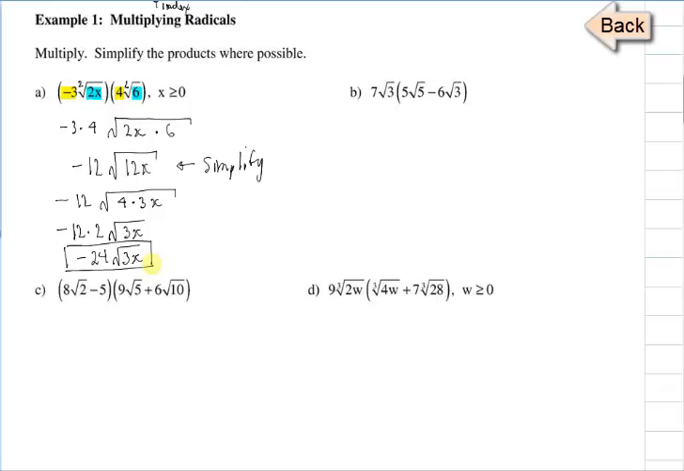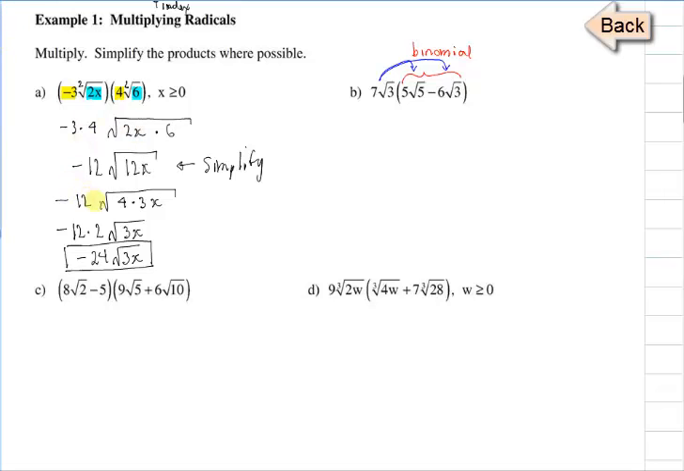Now for B, notice there are no variables, so we do not have to worry about any restrictions. But notice that what is inside the bracket is a binomial. So what that means is we are going to be using the distributive principle to multiply this out. So we're going to take the 7 root 3 and multiply it by the 5 root 5, and then take the 7 root 3 and multiply it by the negative 6 root 3.